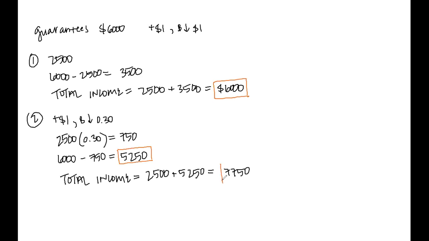So thinking about it, this makes sense. If their benefits are going down by less for each dollar they make, they should be able to qualify for a higher subsidy, which then with the higher subsidy increases their total income.